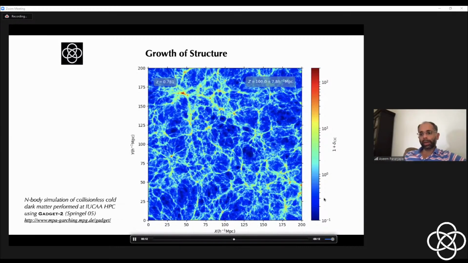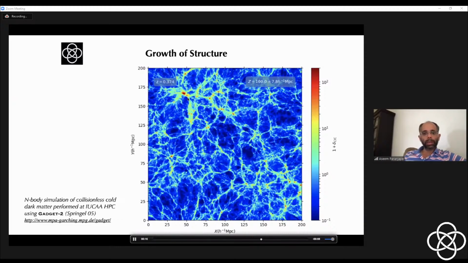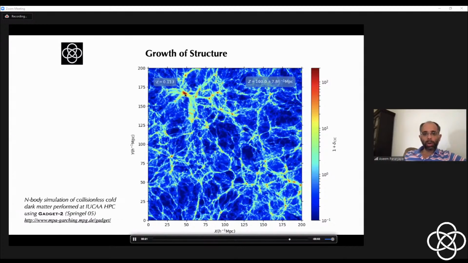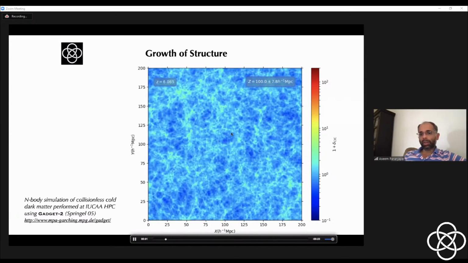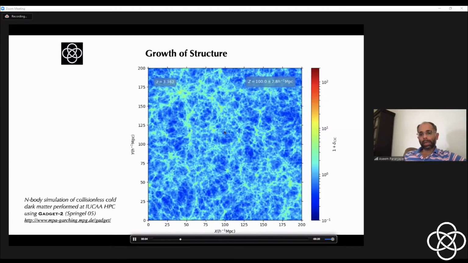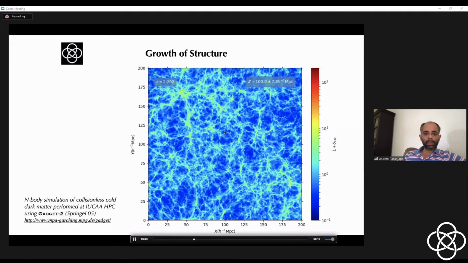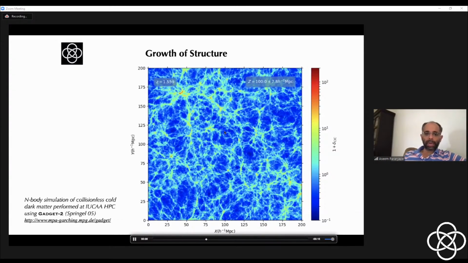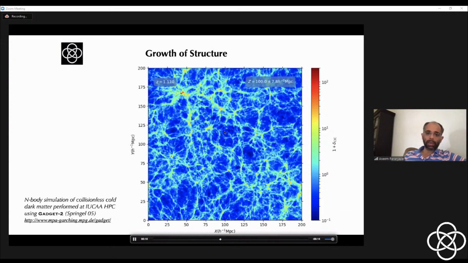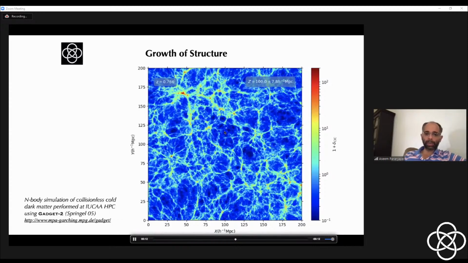So between red and the blue, there are at least 3 orders of magnitude in density. So there are places in the universe which become very, very overdense. And there are places like this huge region here, which are going to become very, very underdense. All starting from relatively uniform initial conditions. So this is gravitational instability at work, and we would like to understand this mechanism.